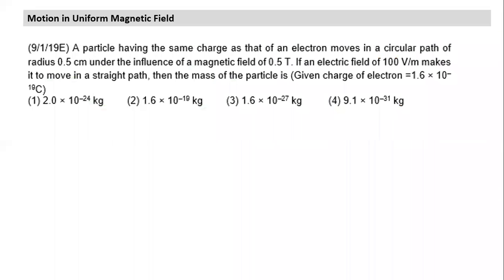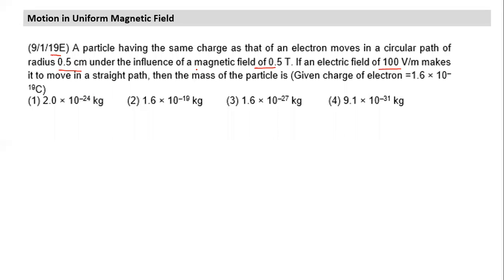Okay. So these are some questions. This question also is a past mains question. Let's see. Many times the last sentence gives an idea. A particle having some charge, such as an electron, is moving in a circular path of radius so and so under the influence of a magnetic field. And if you apply an electric field, it makes it move in a straight path.